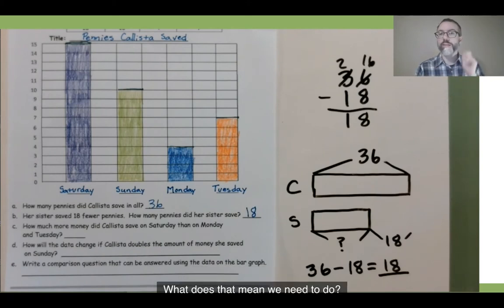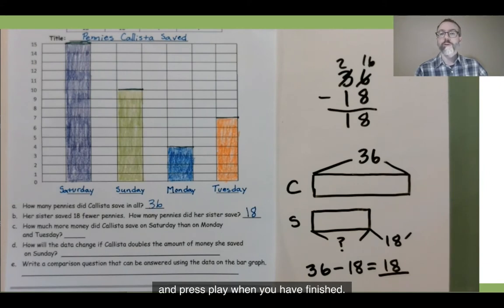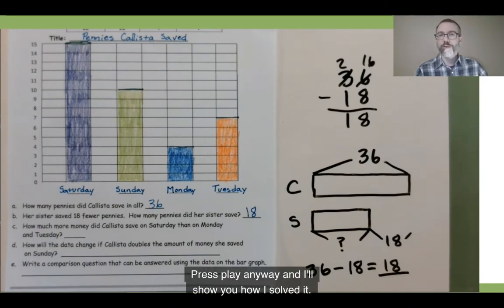What does that mean we need to do? First, we need to combine the pennies she saved on Monday and Tuesday before we can compare that to how many she saved on Saturday. I want you to try and solve this problem on your own. Press pause and solve it now and press play when you have finished. If you get stuck, that's okay. Press play anyway and I'll show you how I solved it.